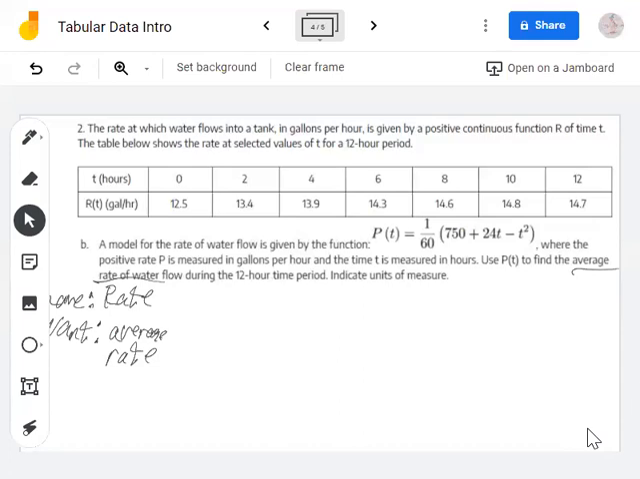Can you do that in 2 separate steps? Can you calculate out the integral and then divide it by the interval? Yes, but you should show the setup. So for the setup, we're going to do the integral from 0 to 12, and I'm just going to write P of T for the moment, dt. And I'm going to multiply by 1/12, which is effectively dividing by 12.